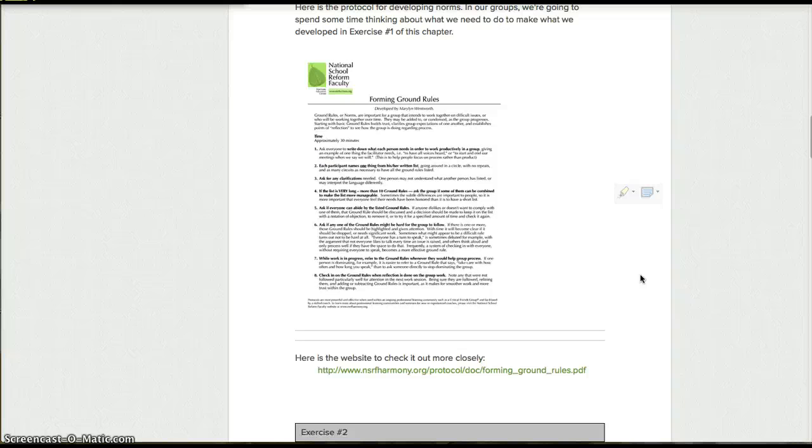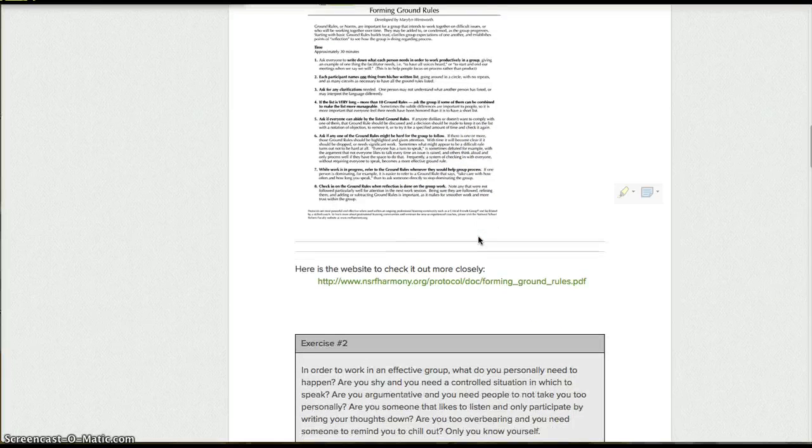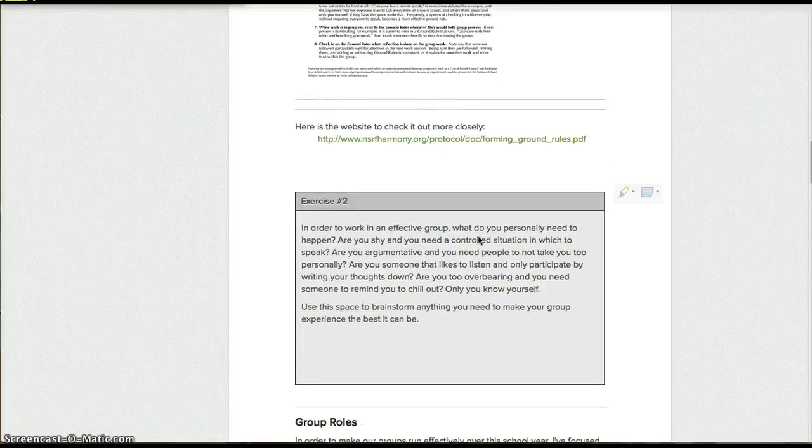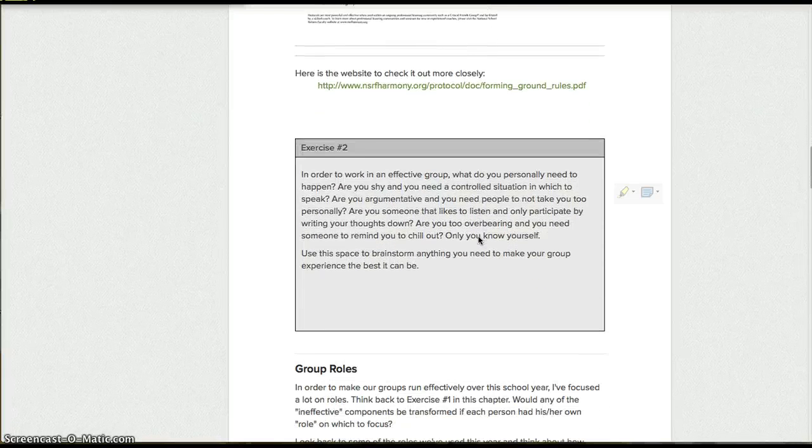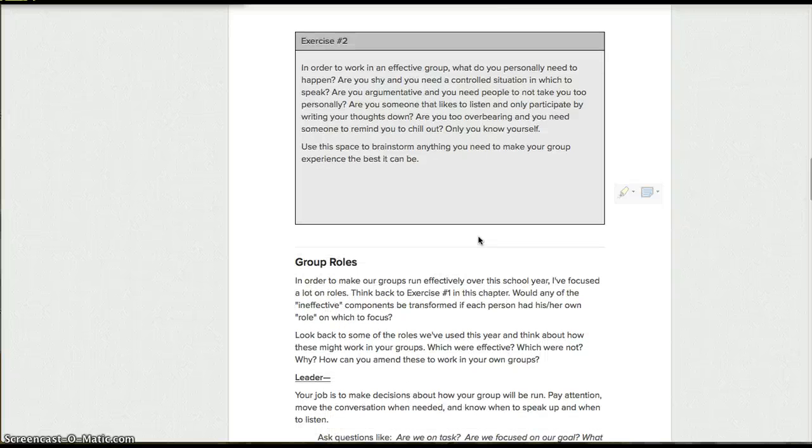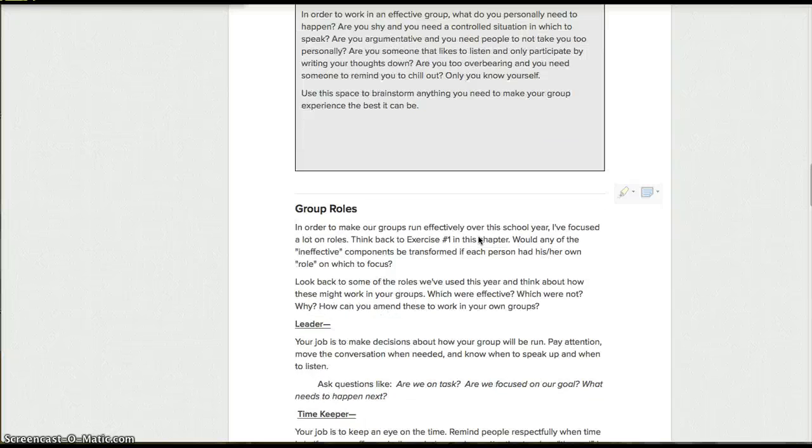I embedded an image here of forming ground rules, but I also can take them to the site itself where they can look more. Now we'll probably be doing this in class, but they can use it ahead of time to check it out. I can also pull it up on the screen. So the exercise then is to take what they had originally thought about what it means to work in an effective group and think about what kinds of norms they'll need to get there.